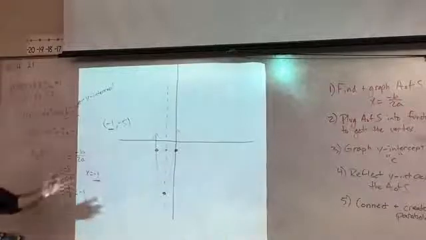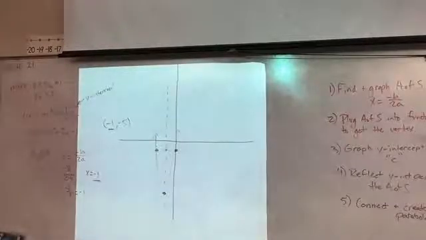Okay, any questions on our 5-step process? I know 5 steps seems like a lot. It's really not that much here. Okay, you're finding the axis of symmetry, you're finding the vertex, the y-intercept is given to you. You're reflecting and then you're connecting. Okay, it's not bad. Let's try one on our own.